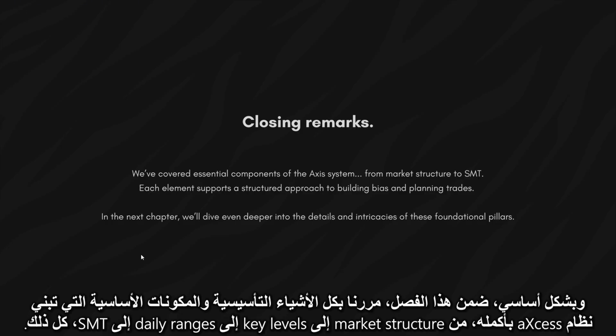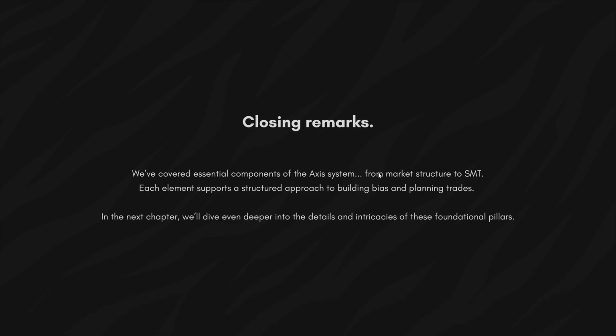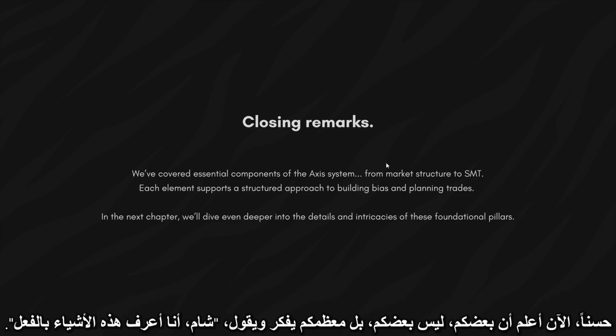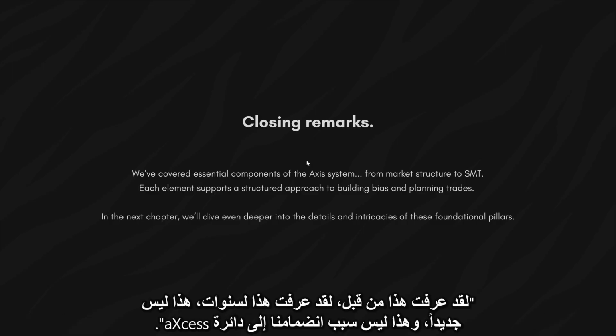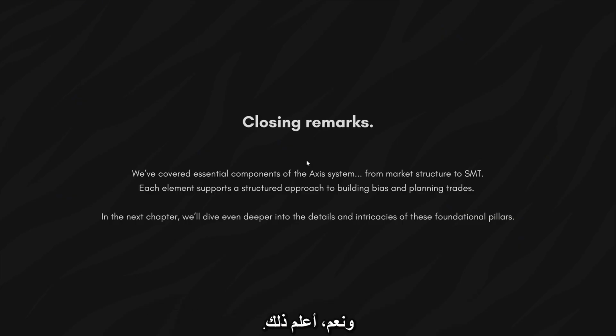That was it for chapter 1. Within this chapter we have gone through all of the foundational stuff and the essential components that build the entire Axis system, from market structure to key levels to dealing ranges to SMT, all of that. Okay, now I know most of you are thinking and saying, Sham, I already know this stuff. I've known this for years. This is not new, and this is not why we joined the Axis Circle. And yes, I know that.